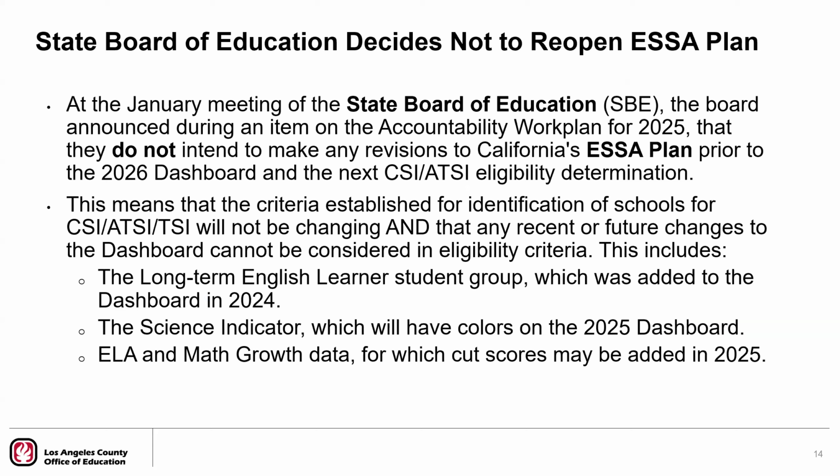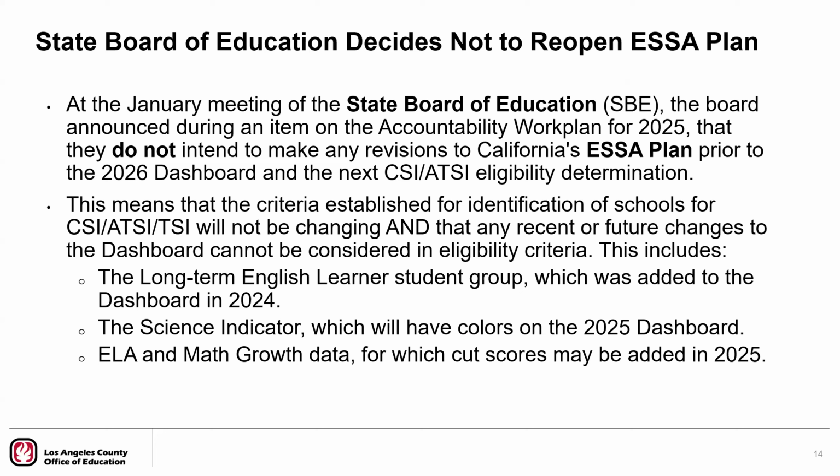So an important note I'd like to make here: at the January State Board of Education meeting, the board announced during an item about accountability that they would not be reopening the state's ESSA plan until after 2026. And that's fairly significant for a few reasons. Number one, it will create this locked-in-stone view. So what the state's ESSA plan currently has in it is not going to change. And that includes things related to the specific indicators and how they're measured and how they're used.